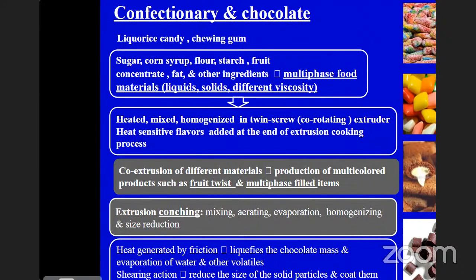Extrusion conching is a particular word applied only to chocolate, which means mixing, aeration, evaporation, homogenization, and size reduction, where heat generated by friction liquefies the chocolate mass and evaporates water and other volatiles. And the shearing action reduces the size of the solid particles and then they are coated with cocoa fat.